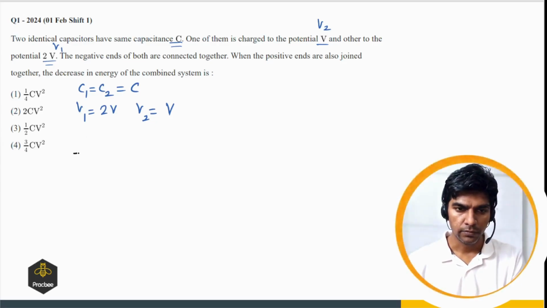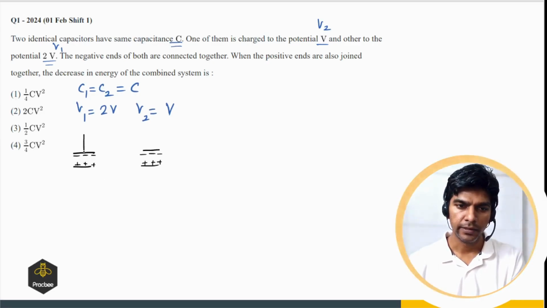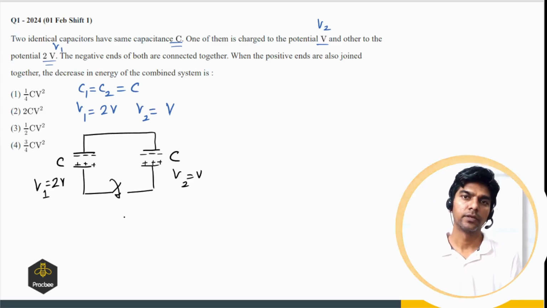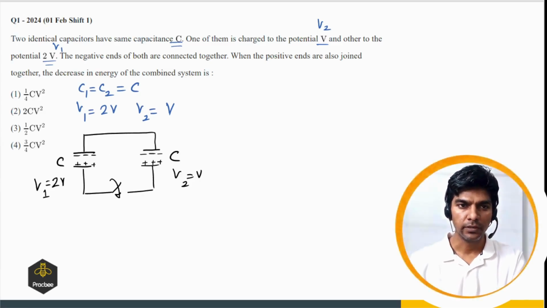So we have two capacitors. Let us say this is the negative plate and this is the positive plate of the first capacitor. This is the negative plate and the positive plate of the second capacitor. And their negative plates are joined together. So this one is C, this is also C, and let me take this as 2V, which is V1, and this is V2, which is given as V. Now we are joining their positive plates as well. So when we join this, what will happen in this case?